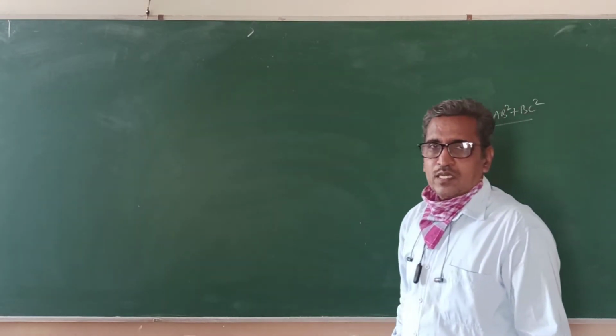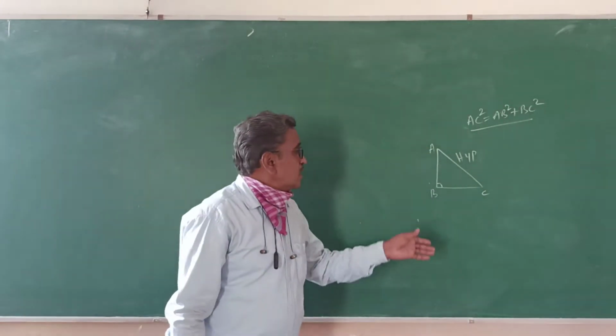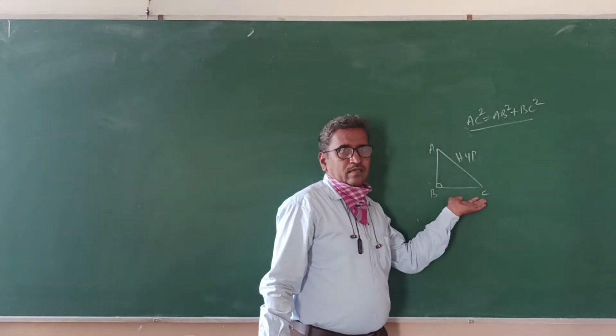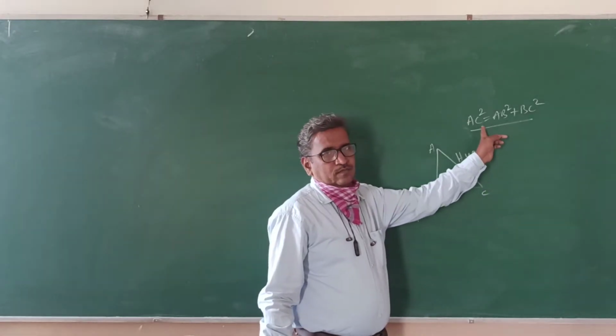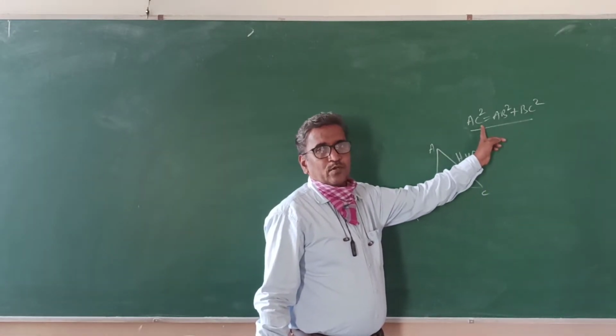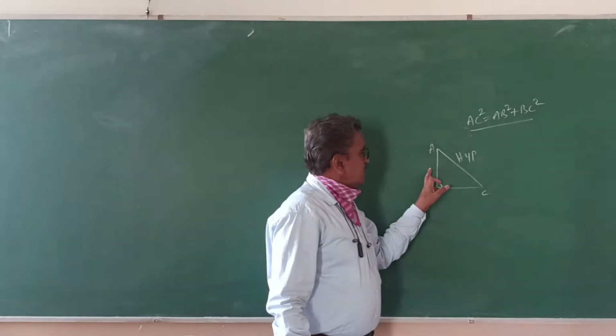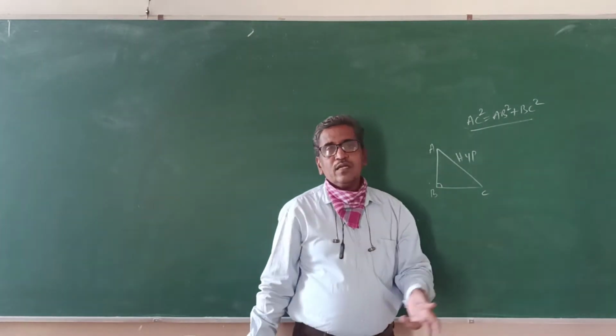We have proved that Pythagoras theorem stated that in right angled triangle, square on the hypotenuse is equal to the sum of the squares of the remaining two sides.